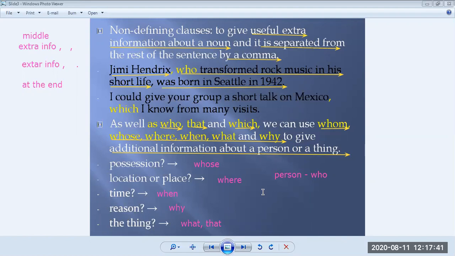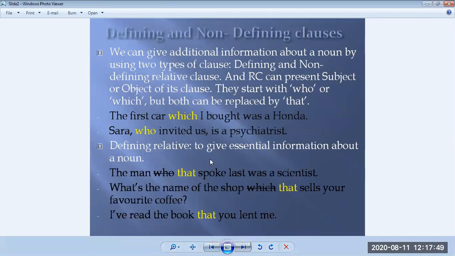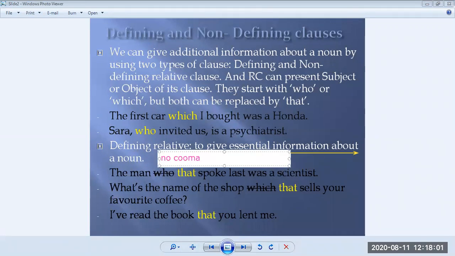Okay, I hope you understand. It's clear enough for you guys. Okay, so let's start again. Here, the defining sentence gives essential information. In this case, we don't use any commas. Okay, and then we can replace who and which with that. Okay, so now next one.